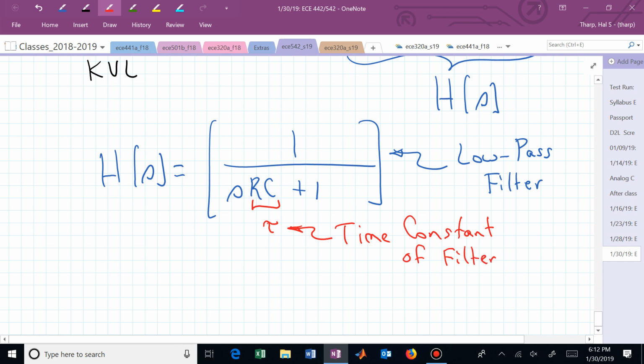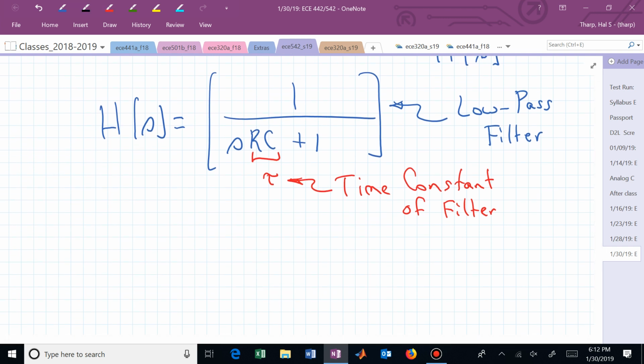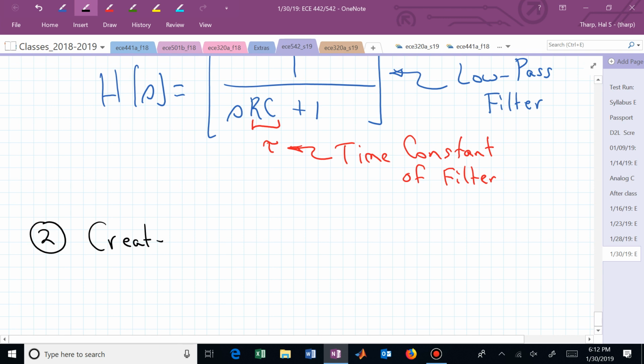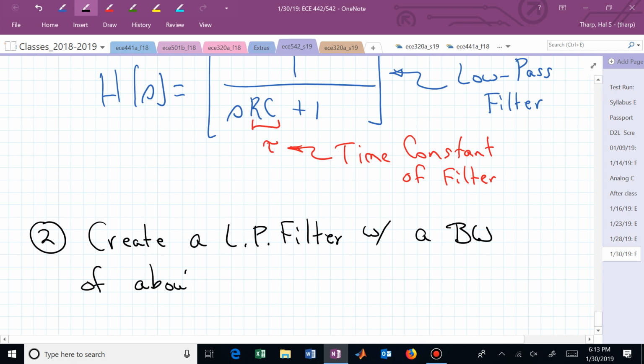And if you really needed to go find those component values, you would need to find an R and a C appropriate with the value of tau that we need for our time constant. That's now our transfer function for a first-order low-pass filter. Let me tell you what kind of performance requirement I want for this low-pass filter. Let's create a low-pass filter with a bandwidth of about 100 hertz.